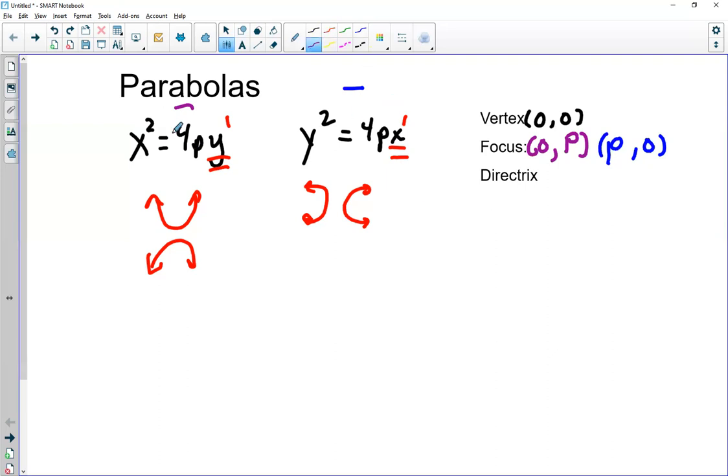And then if it's vertical, the directrix is just going to be y equals the negative of p. And then the other one is x equals negative p. And remember, if p was a negative value, then you make it positive. Double negative will become positive.